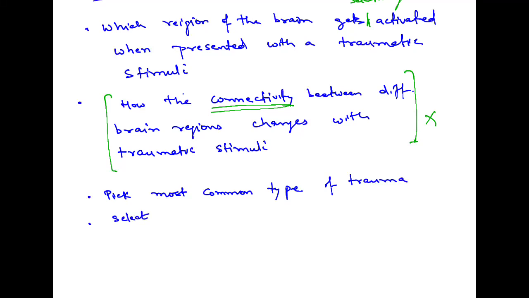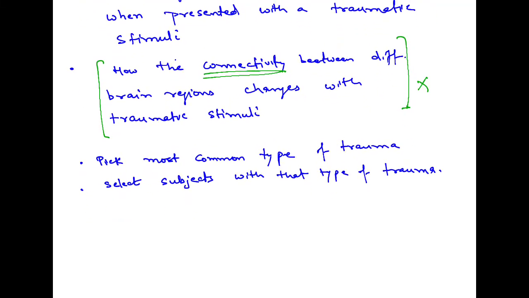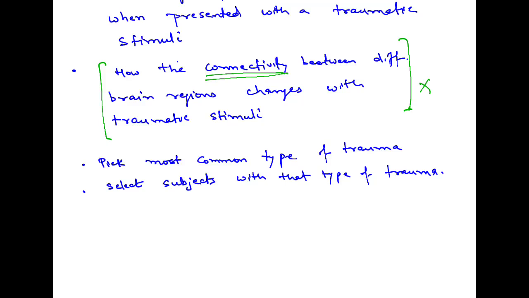So then do you want to ask this question for a specific subject, or for the population? Population? Yes. We'll have to generalize it, but we can start with one subject. Let's see how to do it for one subject, and then we can try to generalize it for the population. So I'll look at different types of trauma and pick one that I'm interested in, which is most common, which will help me find more subjects. I pick that kind of trauma, and then I get some subjects with that kind of trauma.